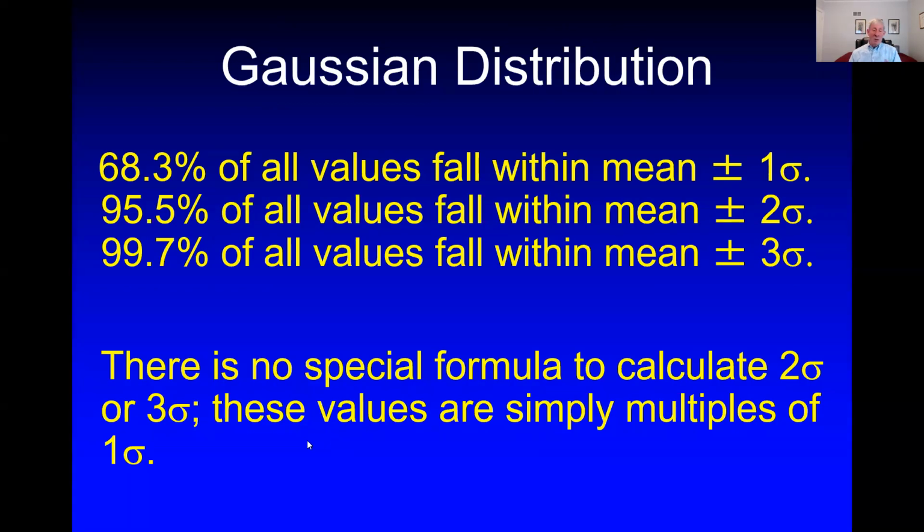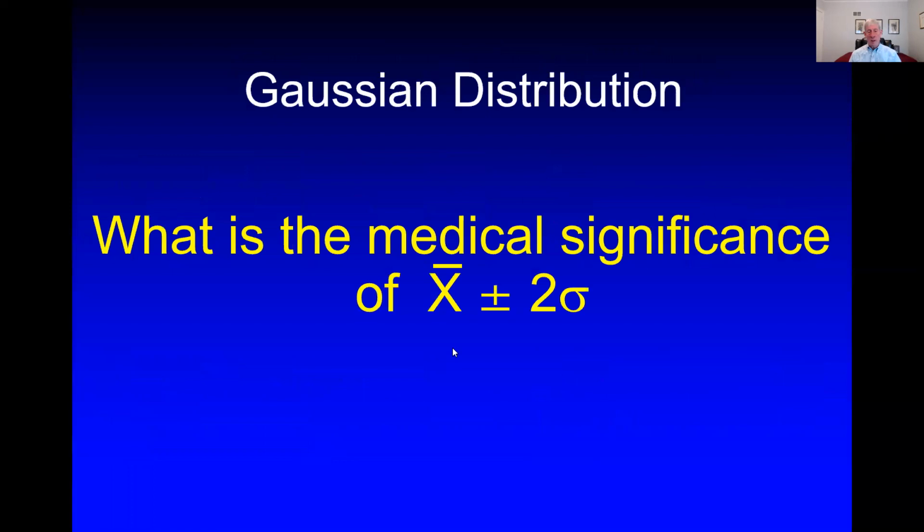Now, if you ended up with a problem that had 5 sigma in it, there's no formula to calculate that. You simply calculate 1 sigma and multiply by 5. That's all. So as it says here, there's no formula to calculate 2 or 3 or 4 or 5 sigma. We just take 1 sigma and multiply by 2 or 3 or 4 or 5. And we're going to work a problem like that in a little while.